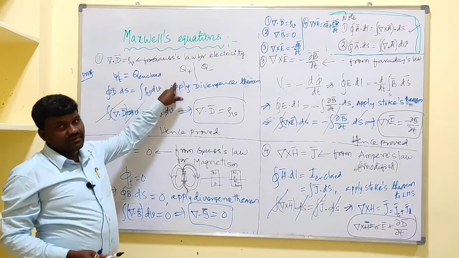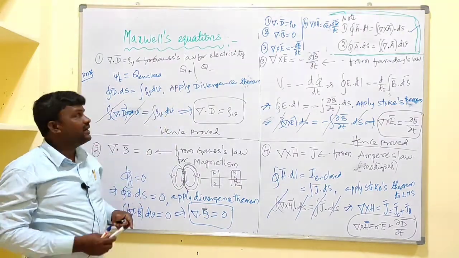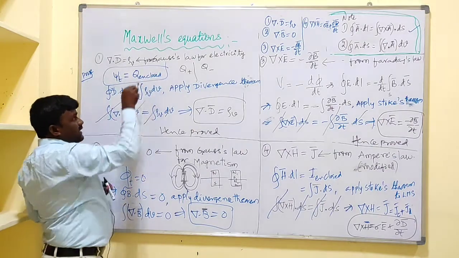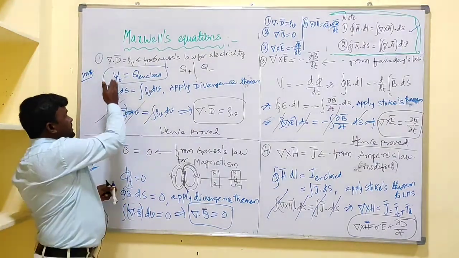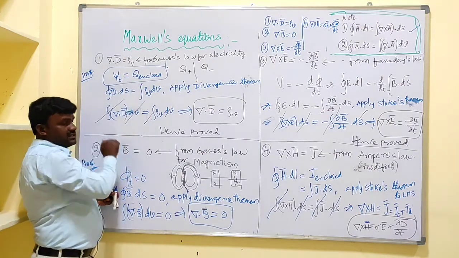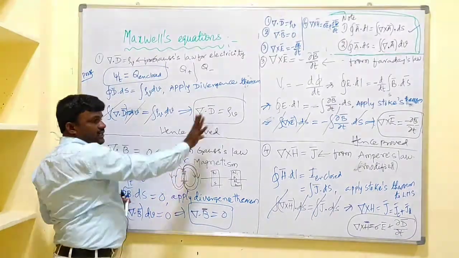First one is derived from Gauss law for electricity. What is the statement? Total electric flux through a closed surface equal to charge enclosed by the volume. Represent flux in terms of flux density, charge in terms of charge density. Simplify this one, you will get del dot D equal to rho V.